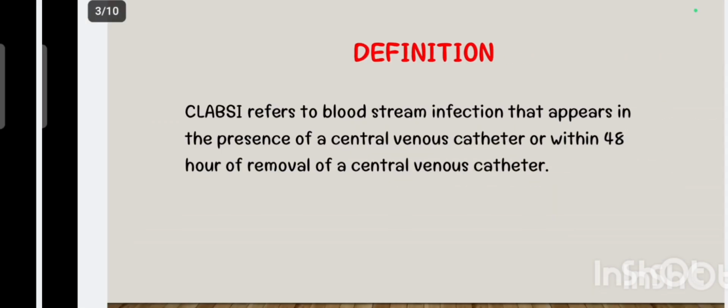So here is the definition of CLABSI. CLABSI refers to a bloodstream infection that appears in the presence of a central venous catheter or central line, or within 48 hours of removal of a central line.